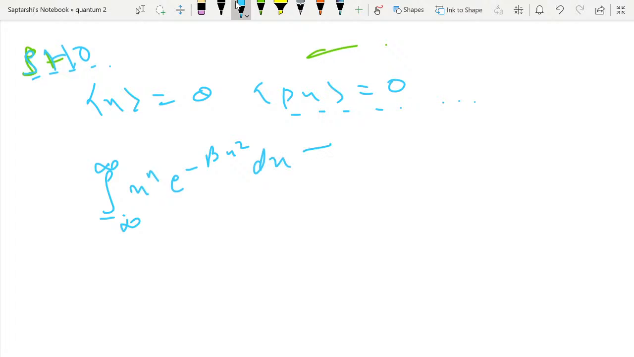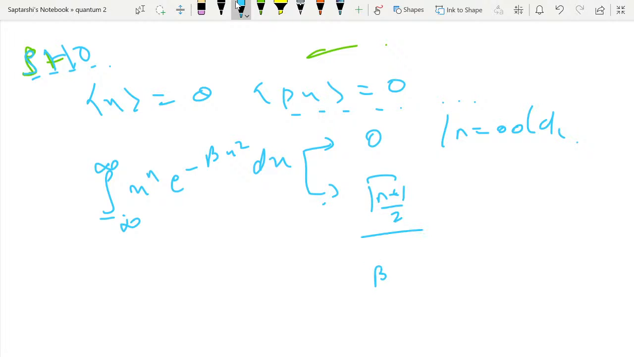So see the difference between this integral and the previous gamma function. One is the limits. In the gamma function, the limit was from 0 to infinity. Now the limits are from minus infinity to plus infinity. And in the gamma function, it was e to the power minus alpha x. In SHO, this is e to the power minus beta x square. So this is equal to 0 if n is odd, and this is equal to gamma of (n plus 1) by 2 divided by beta to the power (n plus 1) by 2, for n even. And remember this fact that the gamma function of n plus 1 is equal to n factorial.